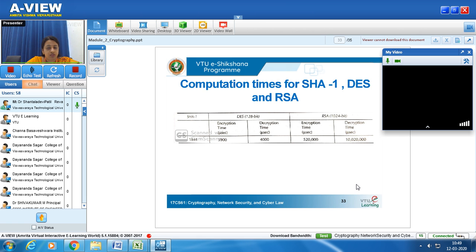Similarly, the time taken for decryption is 4,000 microseconds. The other counterpart is the RSA algorithm, which takes an input of 1024 bits. Over here, the encryption takes 520,000 microseconds, which is multiples of whatever, a lot of time as compared to SHA and DES. So after comparing this, we are able to see that SHA gives us more efficiency as compared to DES.